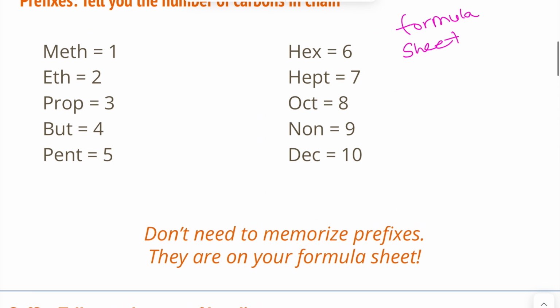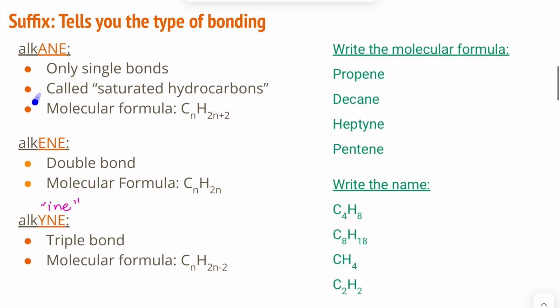We're going to need to look at our prefixes. So if you need to, grab out your formula sheet. Those are on the back side in the bottom left corner. And then our suffix, again, we're going to have to compare those to our N values, or we're going to write it based on the rule for each.